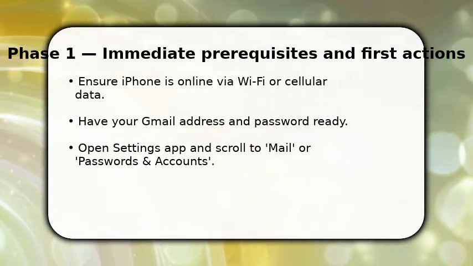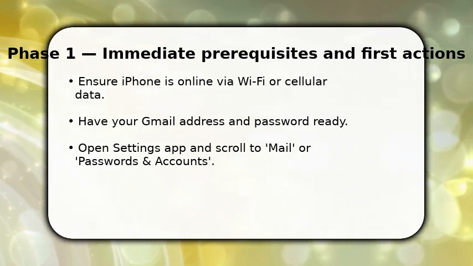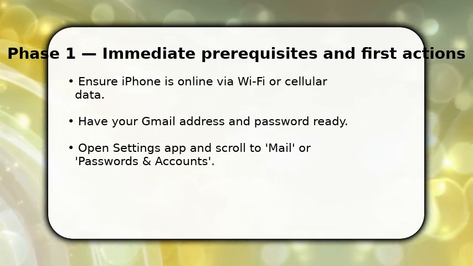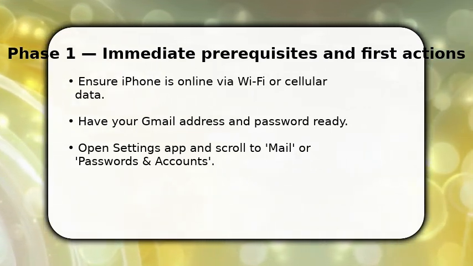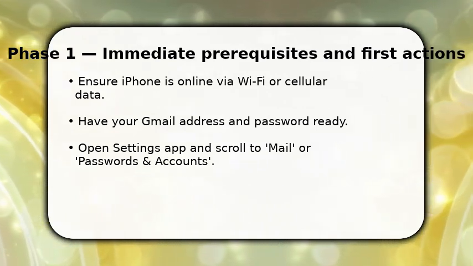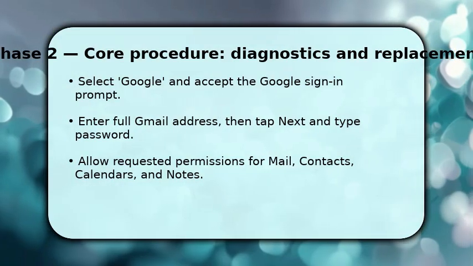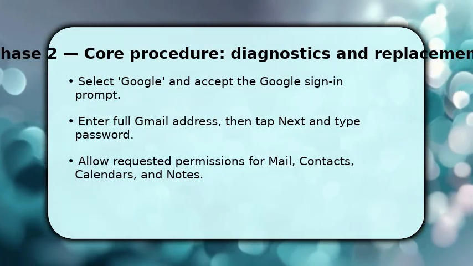Open Settings, then tap Mail, or in newer iOS versions, tap Passwords and Accounts. Once done, choose Add Account, select Google. This first step connects the system to Google's sign-in flow, so you can securely add your Gmail ID to Mail and other apps. You now tap Google in the list of account types, which opens the Google sign-in window.